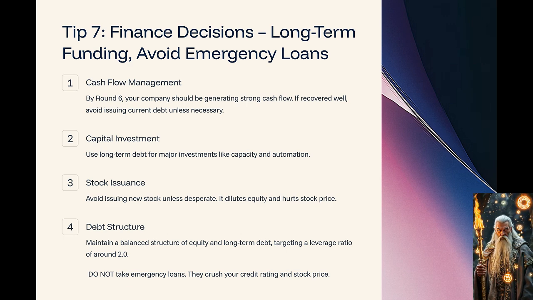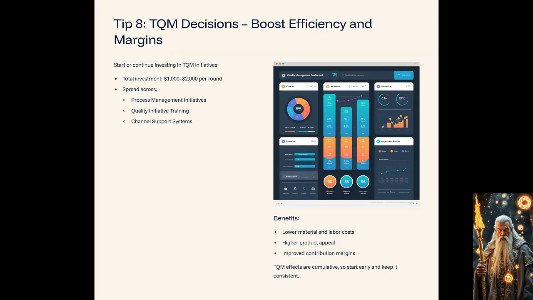Avoid issuing new stock unless you're desperate. Issuing stock dilutes equity and hurts stock price. Do not take emergency loans. They crush your credit rating and stock price. Aim to maintain a balanced structure of equity and long-term debt, targeting a leverage ratio of around 2.0.